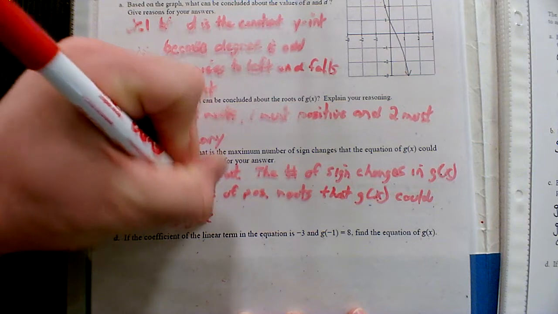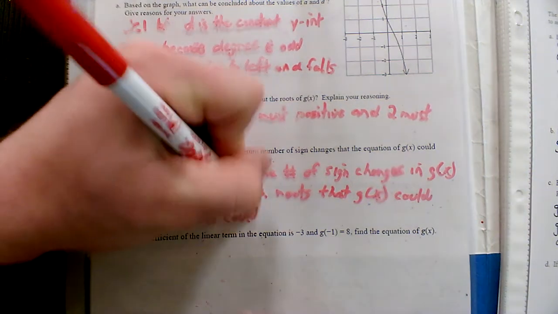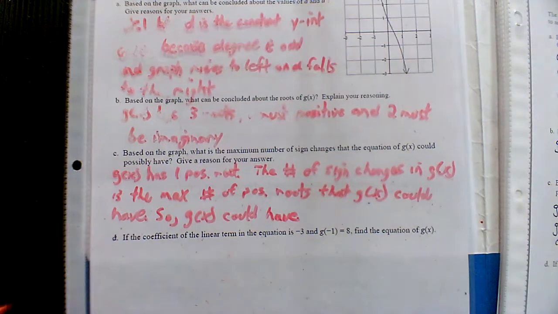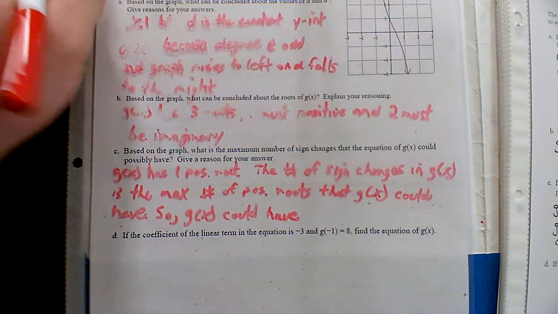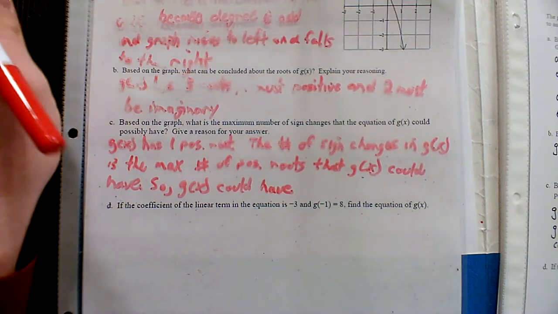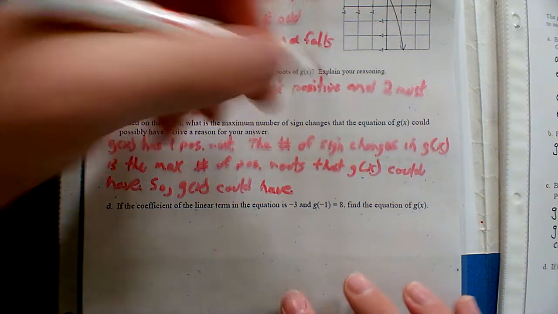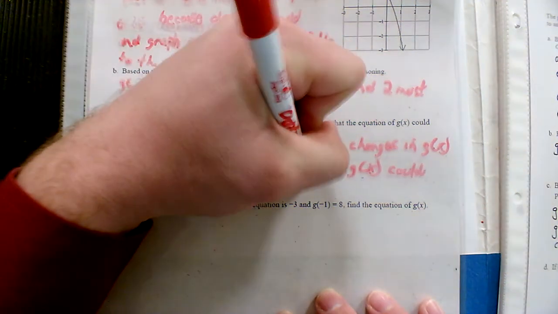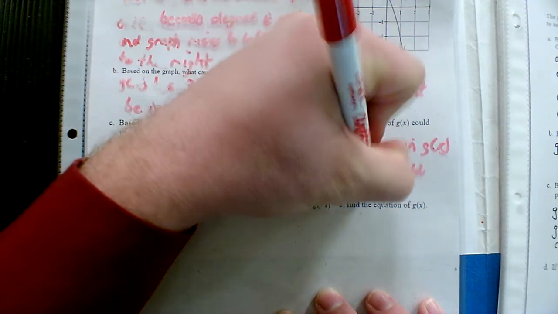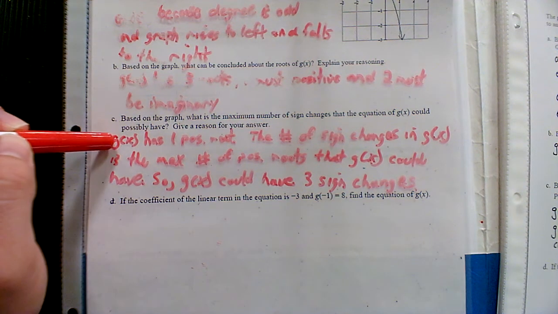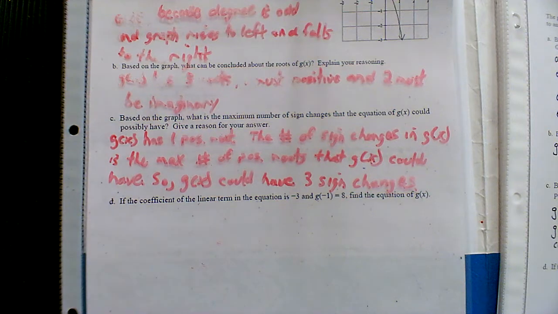So g of x could have how many sign changes? It's equal to the maximum number of possible roots. So we could have how many sign changes? The 3 sign changes, like you said at the beginning, yes. So g of x could have 3 sign changes. Now we know since we have the graph, we only have 1 positive root. But just like we said, the number of sign changes is the maximum number of positive roots that we could have.